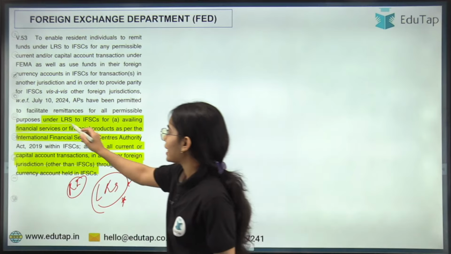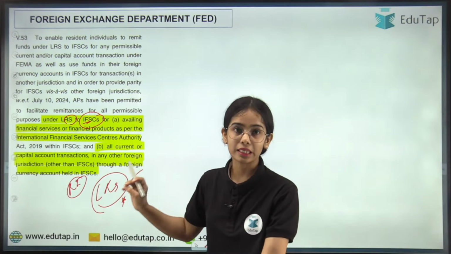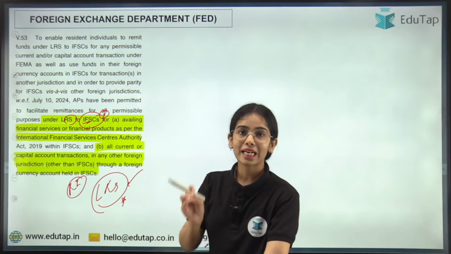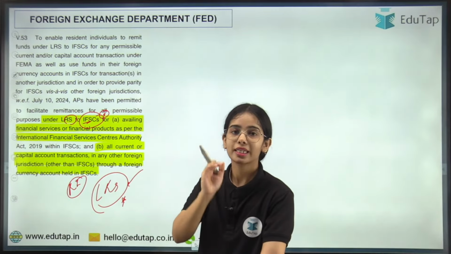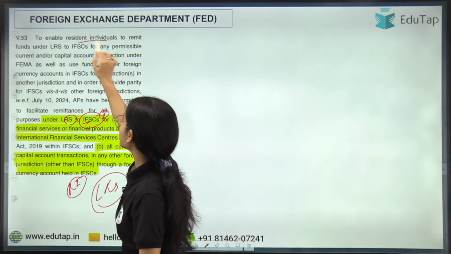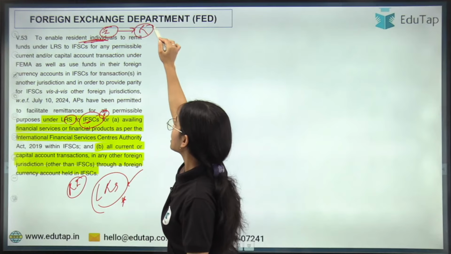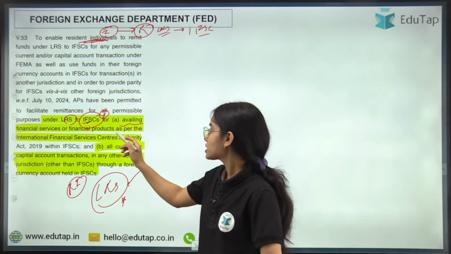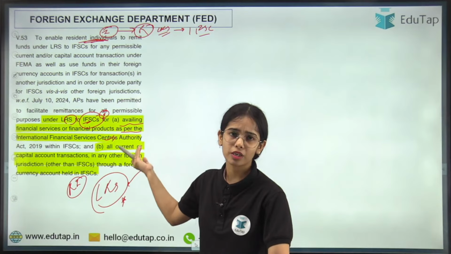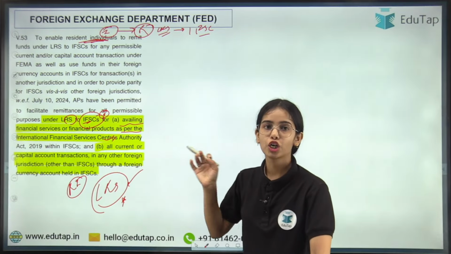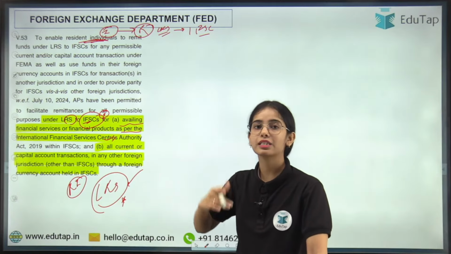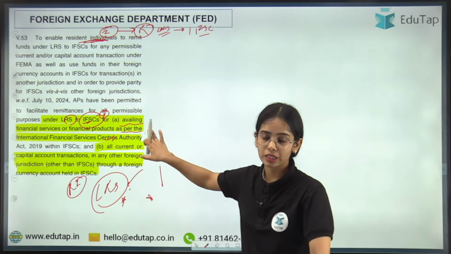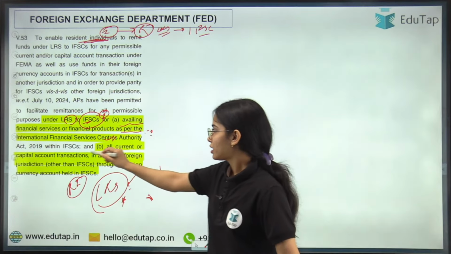Now it was said that under the LRS to IFSC, the International Financial Services Centre, that is present in GIFT City, Gujarat in our country. We have only one IFSC in our country. The resident individuals of India can send remittances under the Liberalised Remittance Scheme to the IFSC also, for availing financial services or financial products as per the IFSCA, the International Financial Services Centres Authority. So resident individuals can remit to the IFSC under the LRS for buying financial services and financial products within the IFSC.